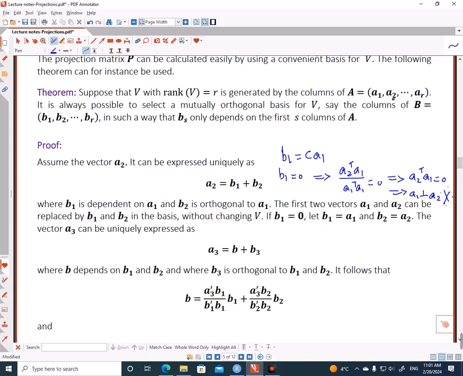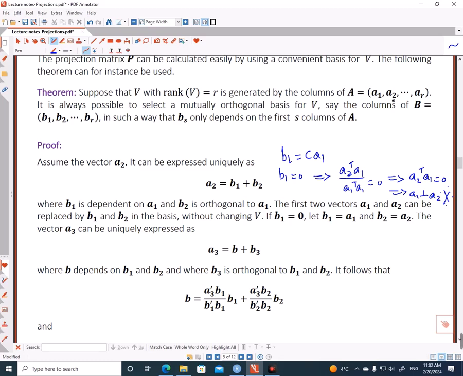We want to find a basis with orthogonal columns. So this is not true. It means that b1 cannot be equal to 0, and then we can follow the rest. But in a case that b1 is equal to 0, you can simply assume that b1 is equal to a1, b2 is equal to a2. So we can use the original matrix.